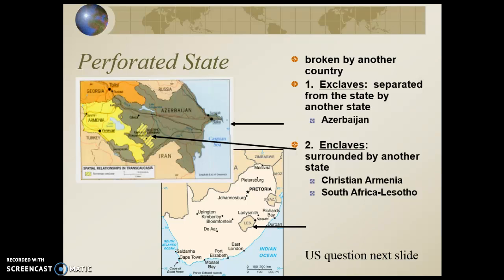A perforated state is a country broken by another country, meaning that there's a country inside that other country. So you can have an enclave or you can have an exclave, and that all depends on how they're located. Okay, so we look at South Africa as a perforated state, so it's got a hole poked in it by Lesotho. Okay, and that would be an enclave. It's kind of within it. Okay, so Lesotho and South Africa.